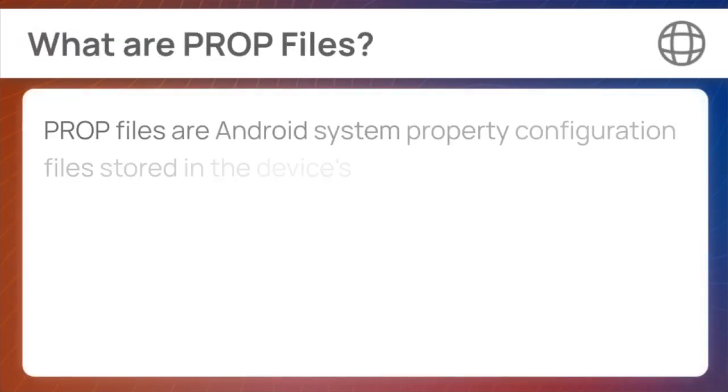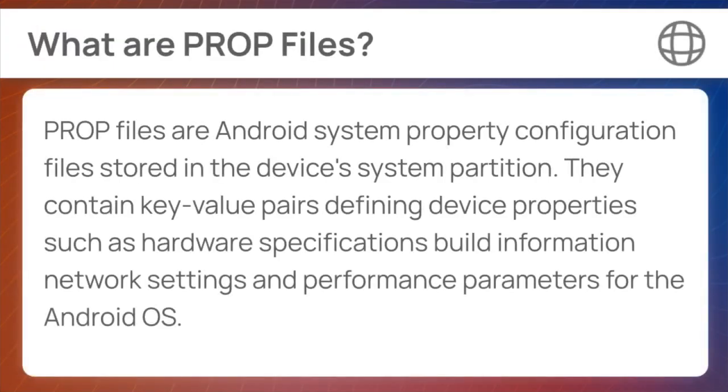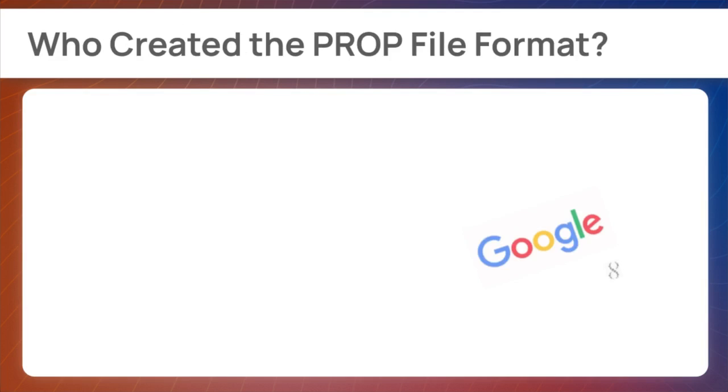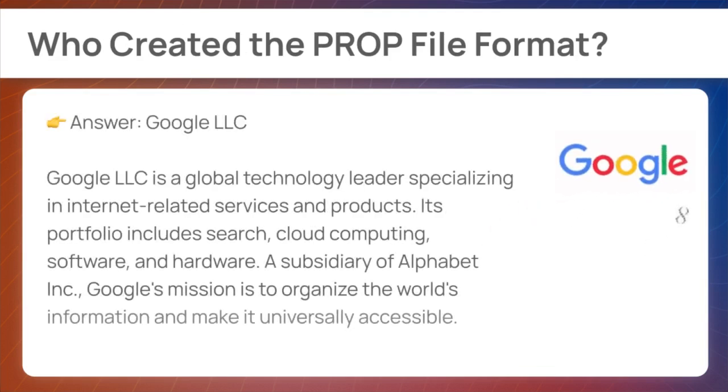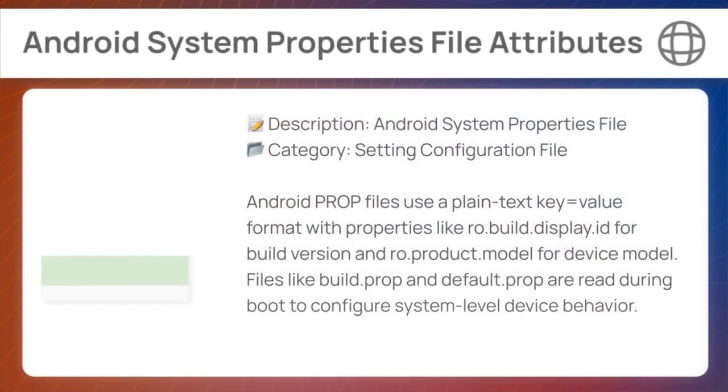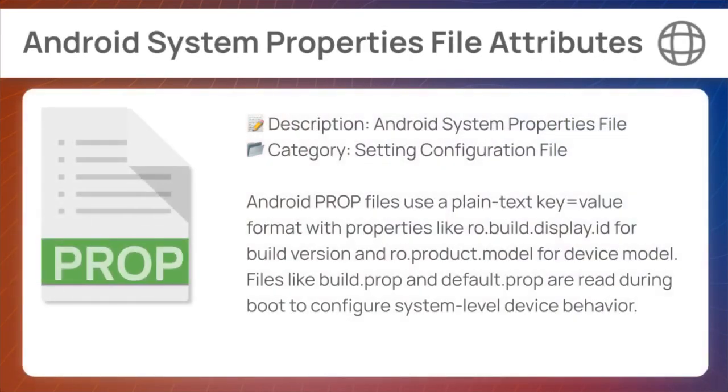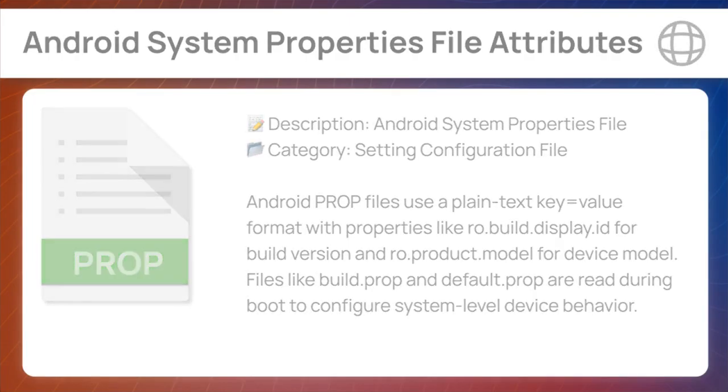PROP files are Android system property configuration files stored in the device's system partition. They contain key value pairs defining device properties, such as hardware specifications, build information, network settings, and performance parameters for the Android OS. Android PROP files use a plain text key value format with properties like ro.build.display.id for build version and ro.product.model for device model. Files like build.prop and default.prop are read during boot to configure system-level device behavior.